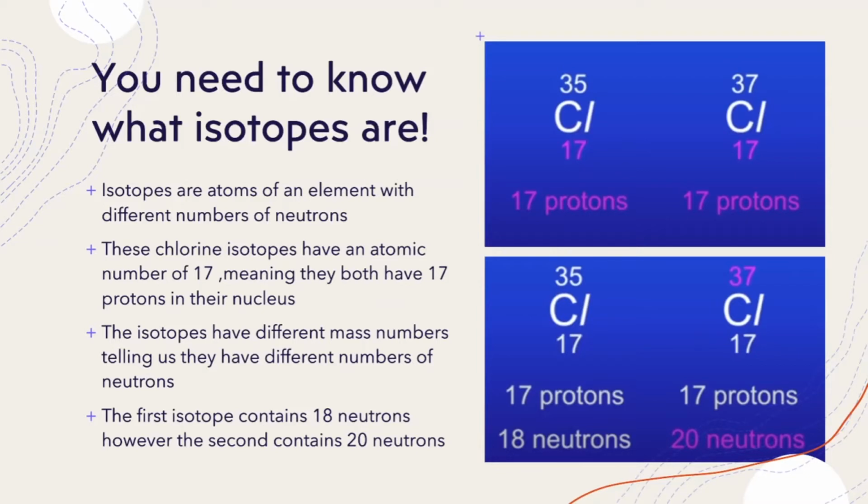So isotopes are atoms of an element with different numbers of neutrons. These chlorine isotopes on the right have an atomic number of 17, meaning that they both have 17 protons in their nucleus. The isotopes have different mass numbers, telling us that they have different numbers of neutrons. The first isotope contains 18 neutrons, however the second contains 20 neutrons.